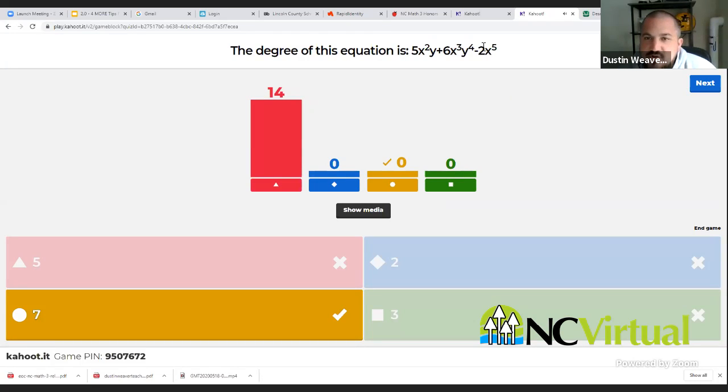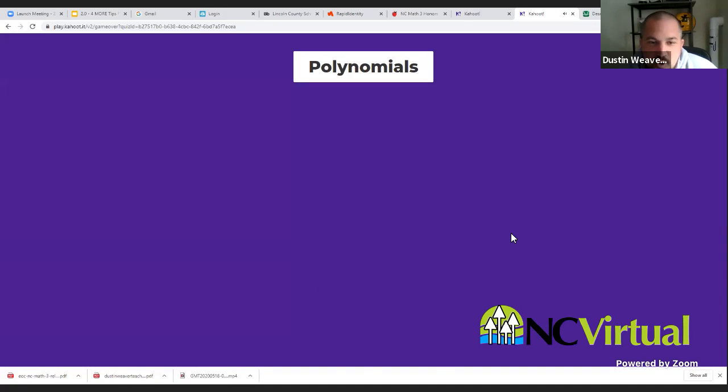Good job, everybody ended with a good one there. The highest exponent in this equation is 5, so this equation goes to the 5th power with a degree of 5. So we go to the podium.